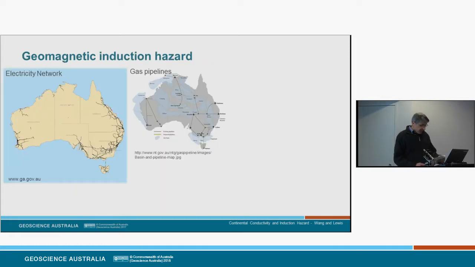So in Australia, we have a fully connected electricity grid, and it's running north-south from Port Douglas to Hobart and east-west from Sydney to Port Lincoln, and that's shown on the left there. We also have a significant pipeline network, and that's the gas pipeline schematic there shown on the right.